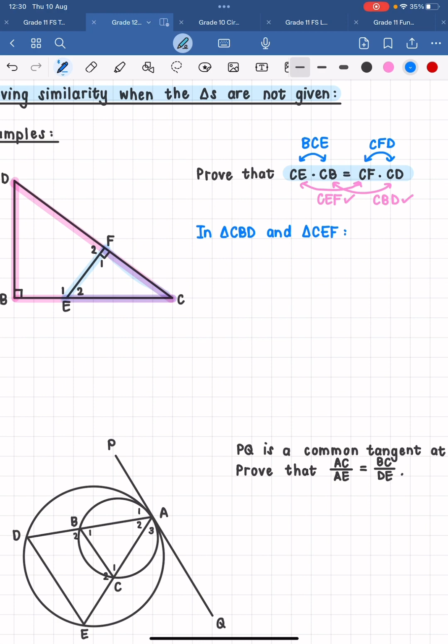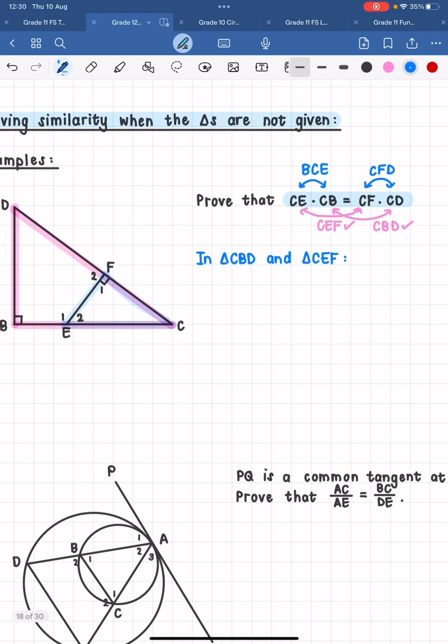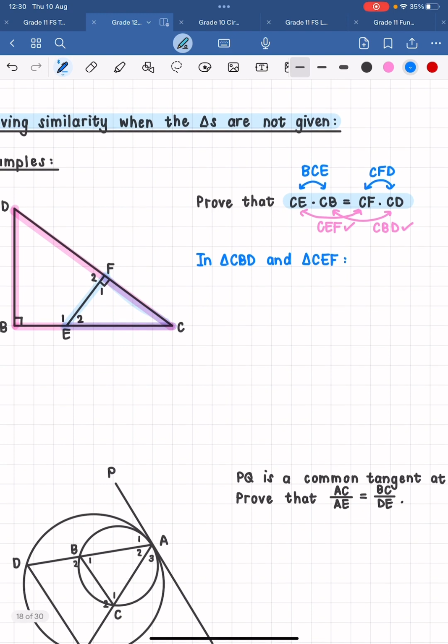Now guys, the first mark for this question is going to be for identifying the triangles. So even there already, even if you don't know how to prove that they're similar, you can get a mark just for finding the two triangles that have these four sides in them. Okay, that will be your first mark for identifying the triangles.